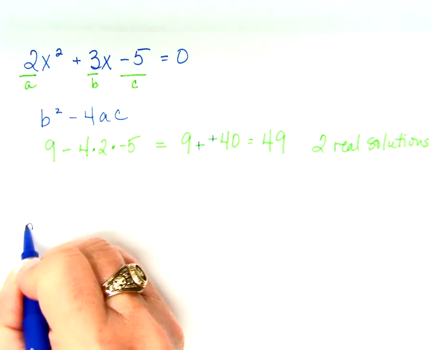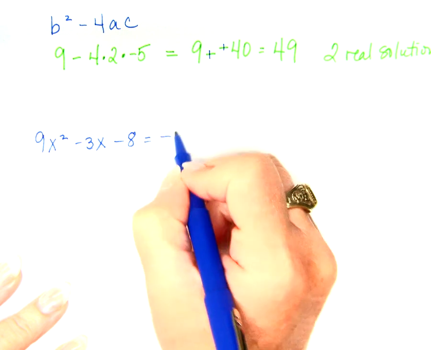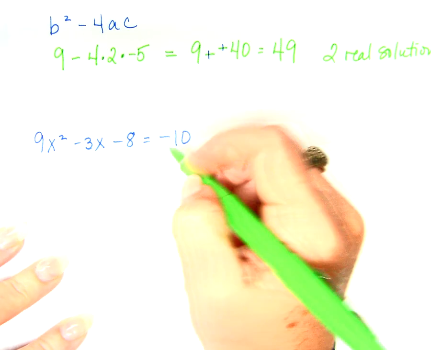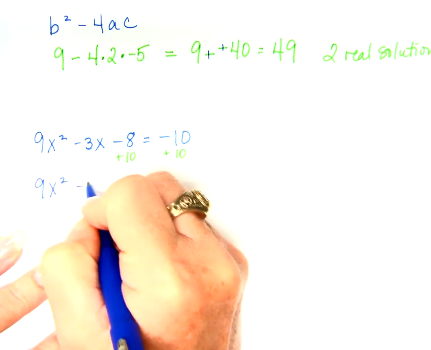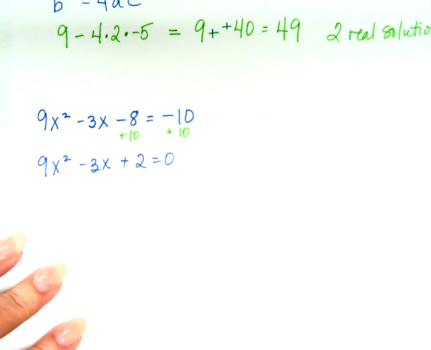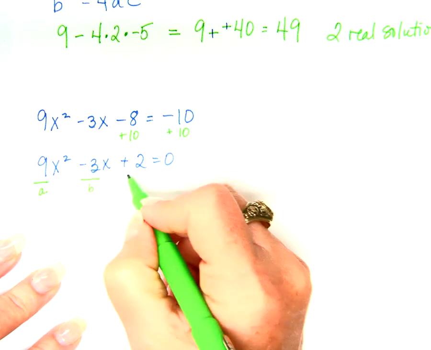What about this example? 9x squared minus 3x minus 8 equals negative 10. Identify A, B, and C? Oh, not yet? What do you want to do first? I need to, right? In order for this to work, my equation has to equal what? 0, right? So 9x squared minus 3x plus 2 equals 0. Now identify? Okay, so A is 9, B is negative 3, C is 2. Very good.